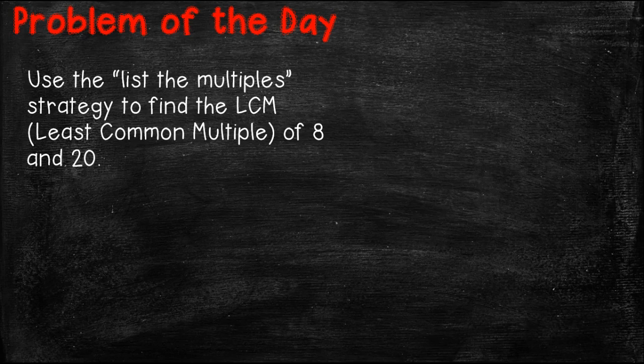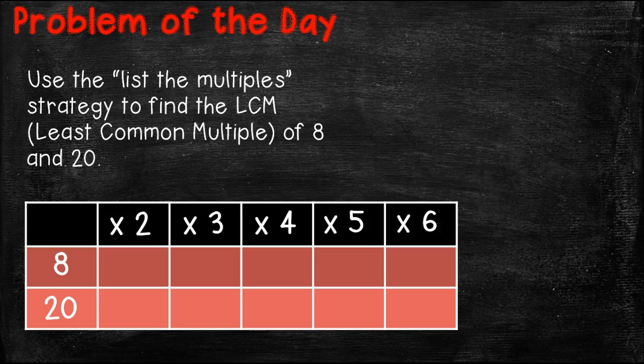Here's your problem of the day. Use the list the multiples strategy to find the LCM, or the least common multiple, of 8 and 20. The list the multiples strategy is actually multiplying each of the numbers by 2, 3, 4, 5, 6. Hopefully you don't have to go further than that, but you might have to sometimes. So I create a table for myself so I can keep my numbers organized. So here we have 8, and here we have our 20. These are our two numbers that we need to find the least common multiple for.